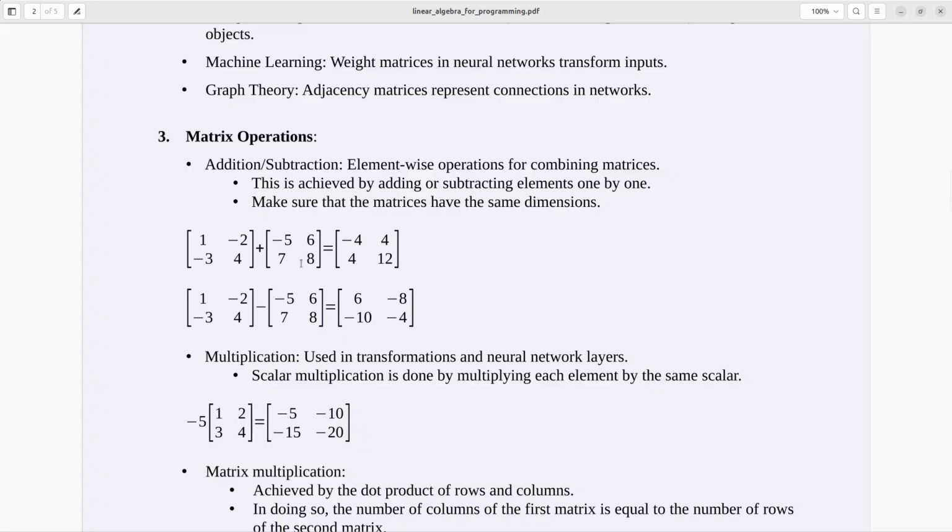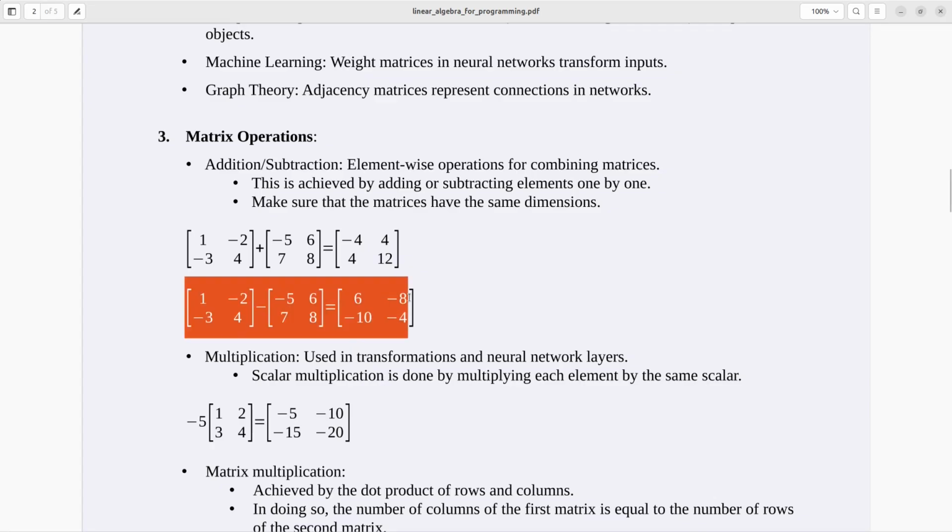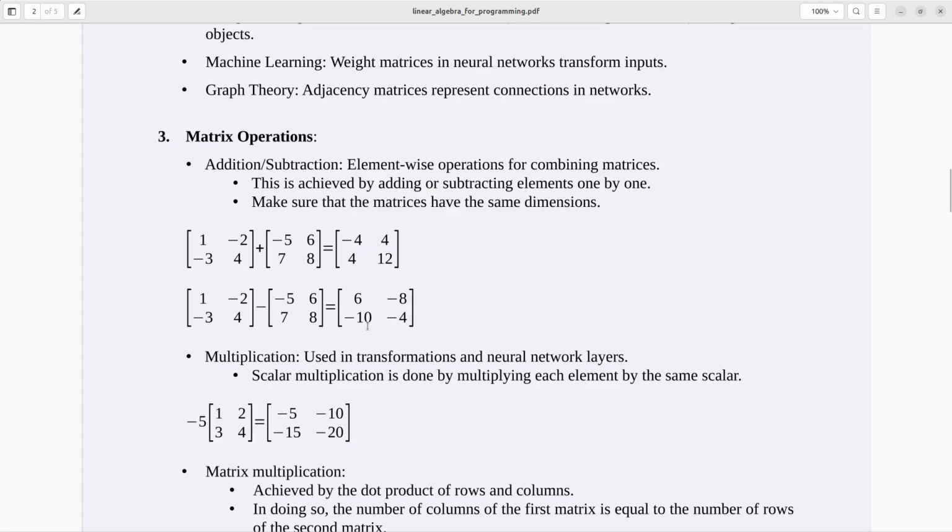Okay. If we want to do subtraction of matrices, it is using the same technique by handling the elements one by one. 1 minus minus 5 is 6. Minus 2 minus 6 is just minus 8. Minus 3 minus 7 is just minus 10. And 4 minus 8 is just minus 4. That's why I'm able to do the subtraction in this way as well.